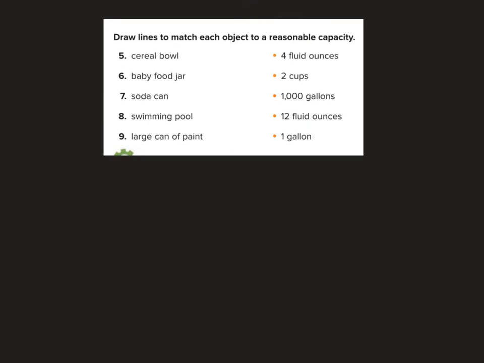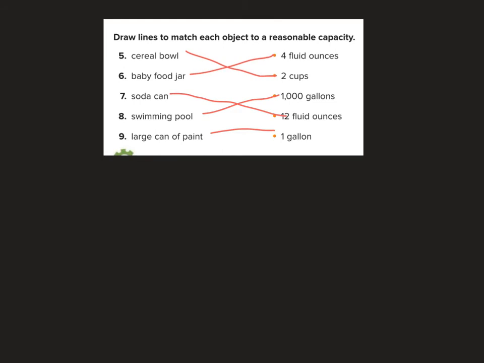Okay, draw lines to match each object to a reasonable capacity. So a cereal bowl, baby food jar, that's going to be the smallest. I'm going to say a baby food jar is 4 fluid ounces. So a cereal bowl, well, usually soda cans are 12 ounces. So a cereal bowl would probably be about 2 cups. A large can of paint, that'd be gallon, right? And a swimming pool, 1,000 gallons.